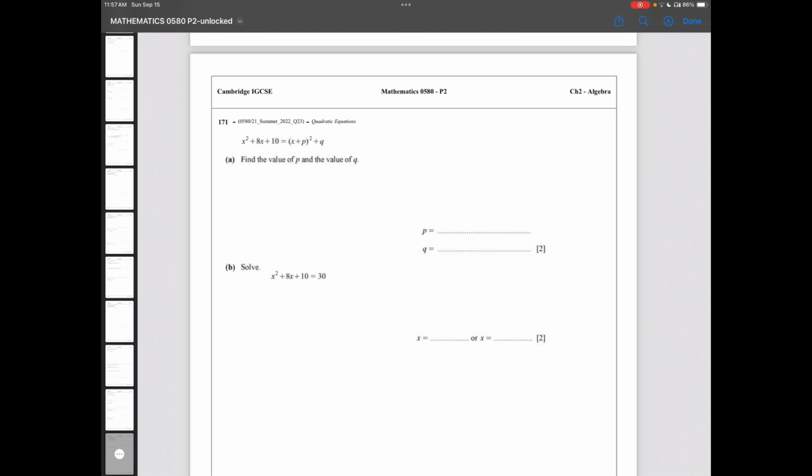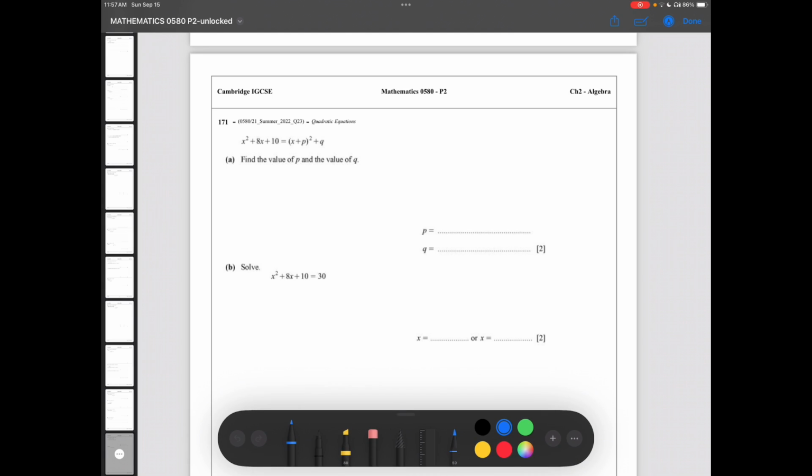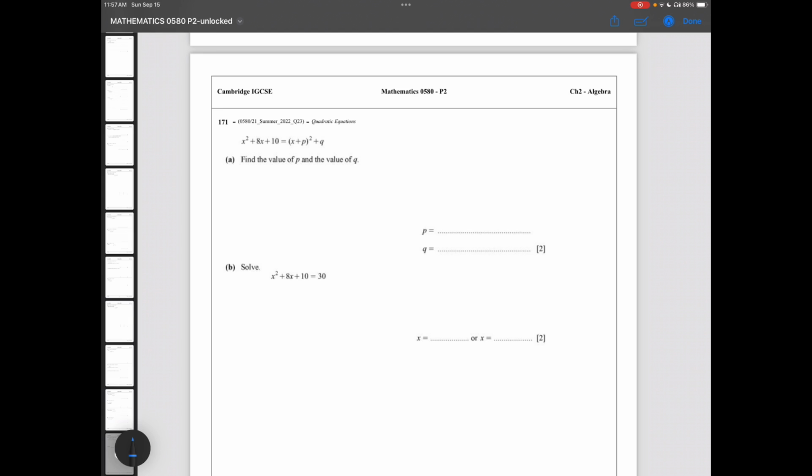Now in question number 171, it says x squared plus 8x plus 10 is equal to (x plus p) whole squared plus q. Part A. Find the value of p and the value of q. So in the left side of the equation, we see x squared plus 8x plus 10. We will have to factorize it using the completing square method, so we can convert from this form to this one.